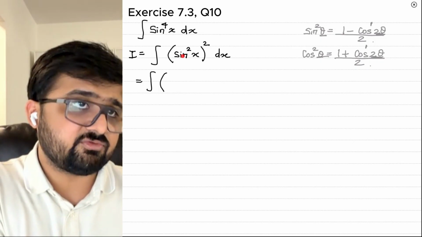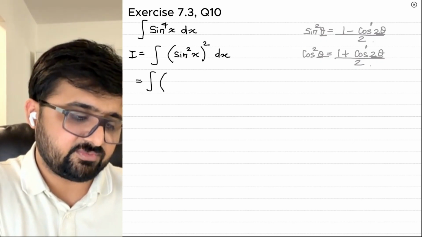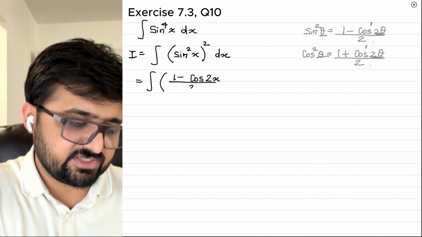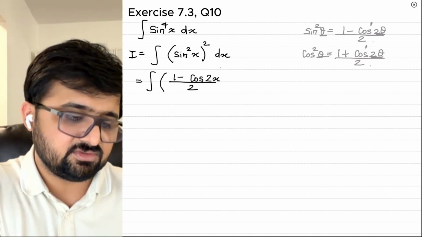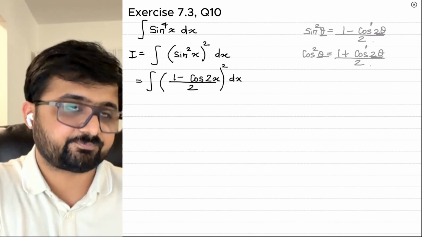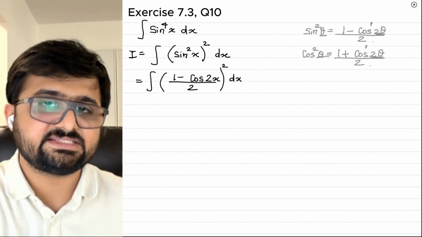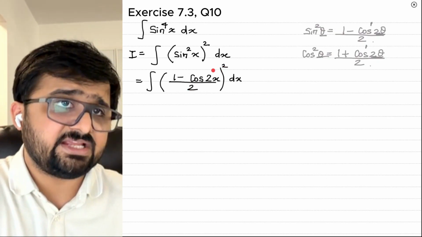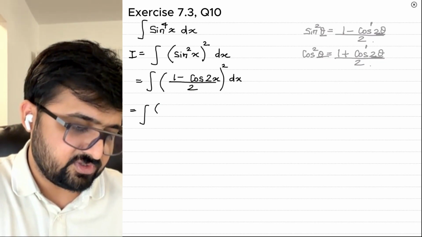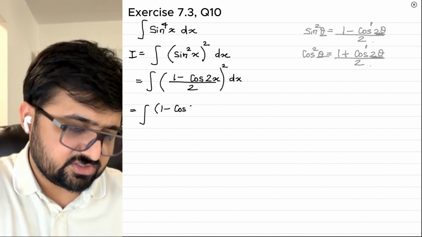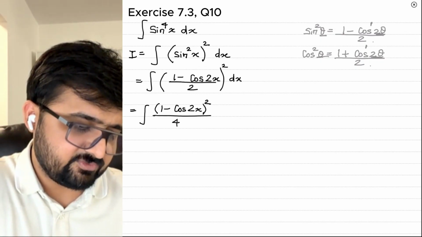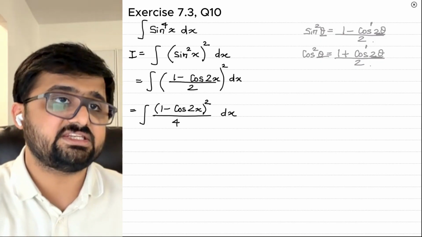So for sine square theta, the formula is 1 minus cos 2x divided by 2. The angle becomes double. Don't forget that there is a whole square here, okay? All right, I hope that makes sense. Now just apply that square in the numerator and in the denominator. So you get integration of 1 minus cos 2x the whole square divided by 2 square, which is 4, dx.